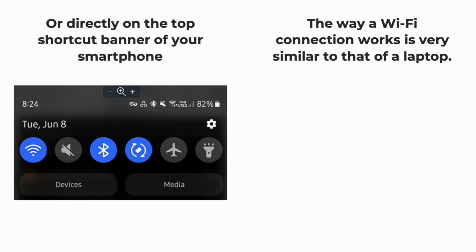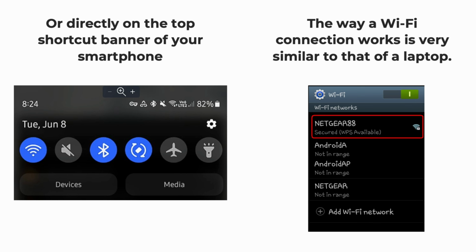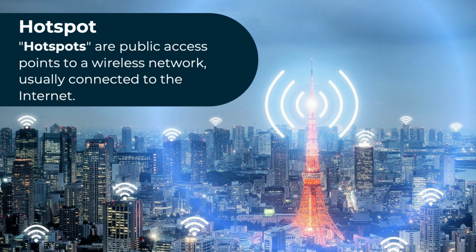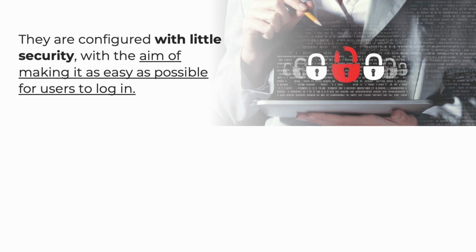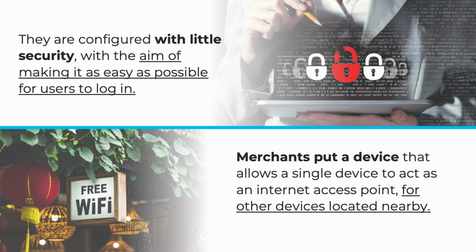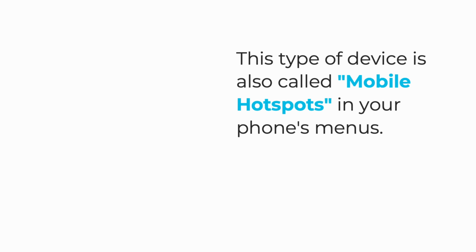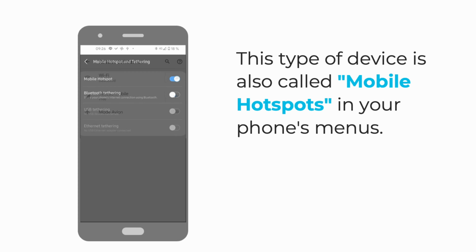The way a Wi-Fi connection works is very similar to that of a laptop. In the image, we can see the list of Wi-Fi networks that are nearby. Hotspots are public access points to a wireless network, usually connected to the internet. In principle, they are configured with little or no security in order to make it as easy as possible for users to log in. Merchants also provide a device that allows a single device to act as an internet access point for other devices located nearby. This type of device is also called mobile hotspots.